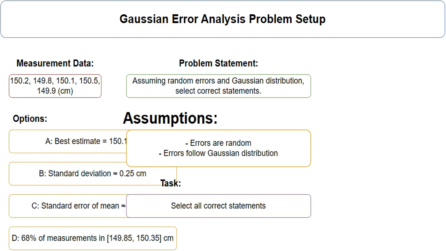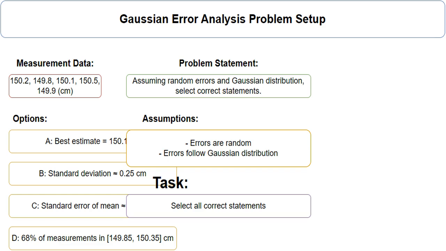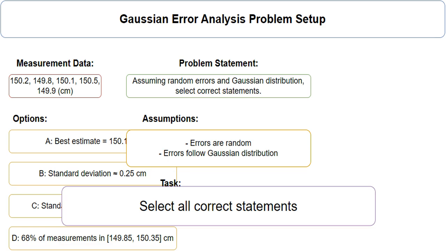Now, let's look at the underlying assumptions that are necessary for solving the problem. These assumptions are important to consider in many statistical analyses and modeling that will follow. Now, let's define the goal to find out which statements from the options are actually true. The task is to identify and select all the statements that are statistically correct based on the measurement data and the given assumptions.